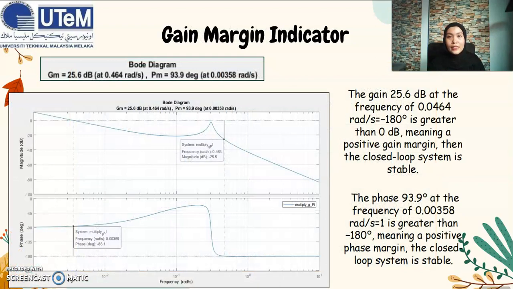The gain margin indicator shows that the gain of 25.6 dB at the frequency of 0.0464 radian per second, equal to negative 180 degrees, is greater than 0 dB, meaning a positive gain margin. Then the closed-loop system is stable. The phase of 93.9 degrees at the frequency of 0.00358 radian per second, equal to 1, is greater than negative 180 degrees, meaning a positive phase margin. The closed-loop system is stable.